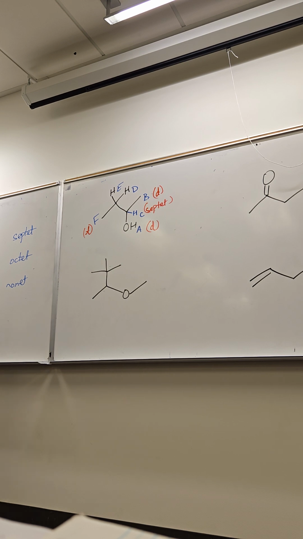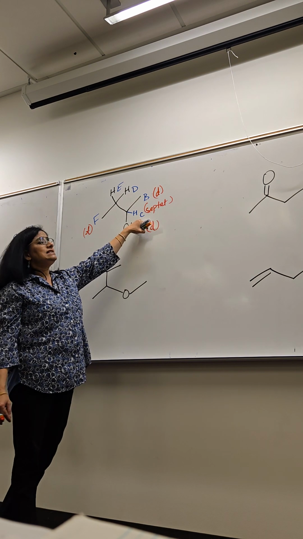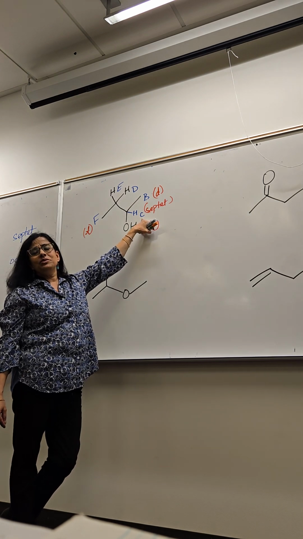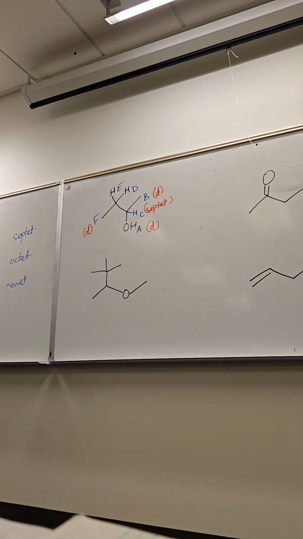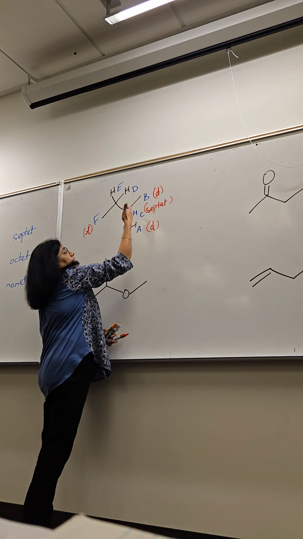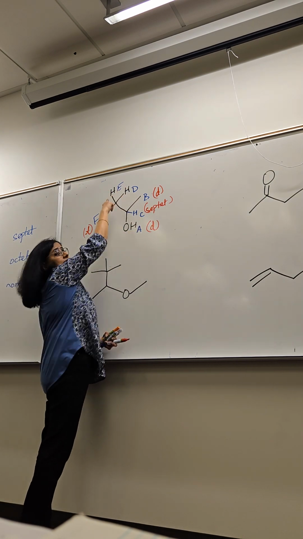Okay, what about E and D? Let's take them one at a time. What do you expect for D? Is D coupling with F? Yeah. Does D couple with C? Does D couple with E? Absolutely. It's only two sigma bonds away. They're not identical, they're actually different from each other. Agreed? So who is D coupling with? D is with C, with F, and E.